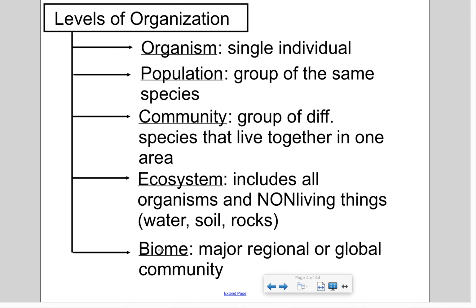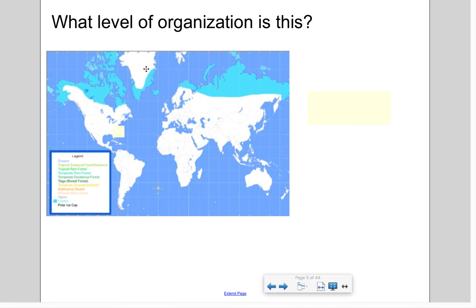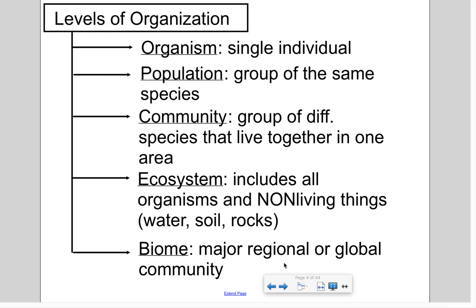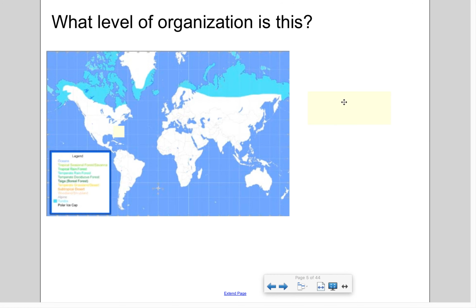And then we're going to reach the biome. So we're going to take another step back, a major regional or global community. And if I wanted to add a 6th level here, then it would be the biosphere. So looking at this level of organization, okay, looks to me like a major regional or global community. So what level of organization is this? I hope you're thinking biome.